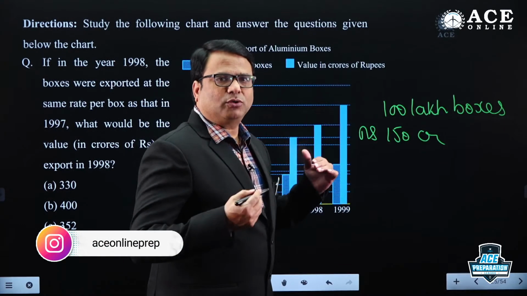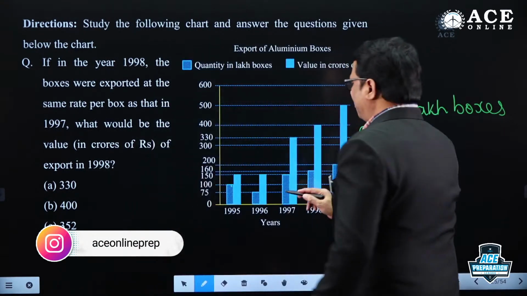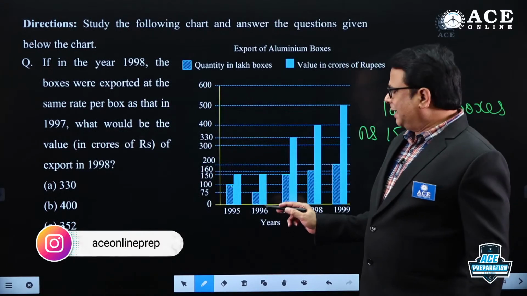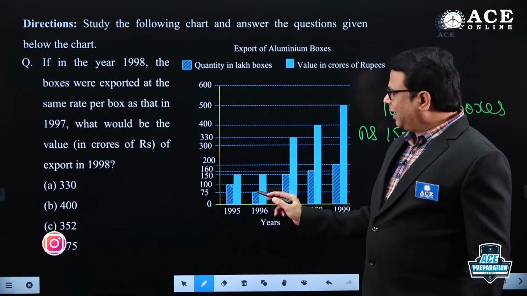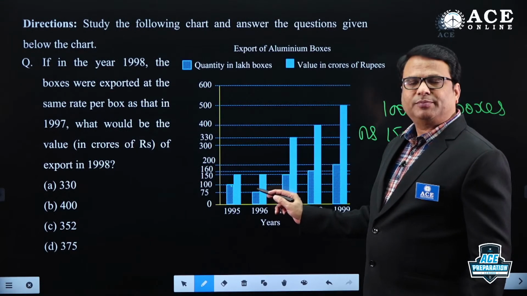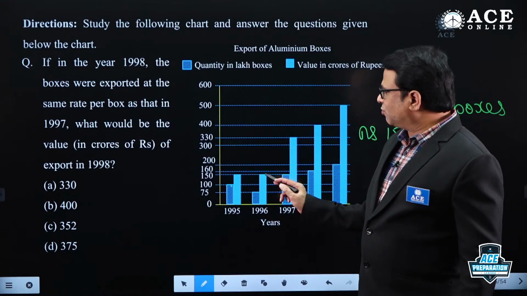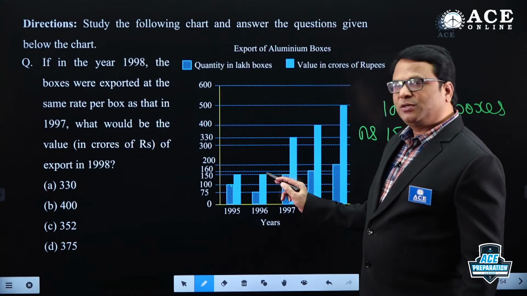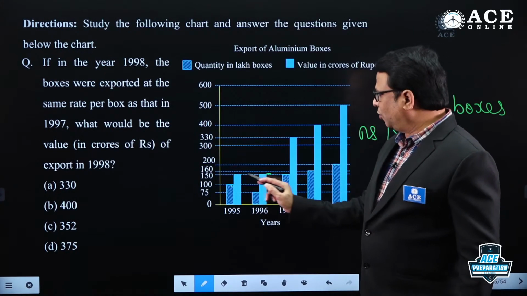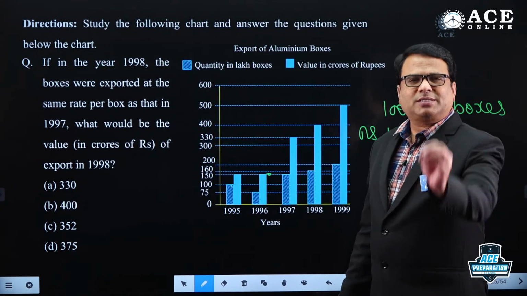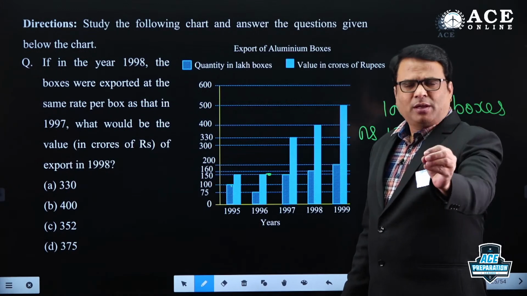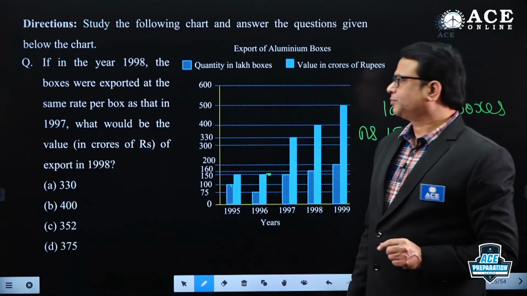So this is how we have to read the data. For example, in 1996, 75 lakh boxes were exported. And what is the value in crores? Value in crores is 150 crores. You can see here 150 crores. So this is the data given. Okay, now let us go through the question.